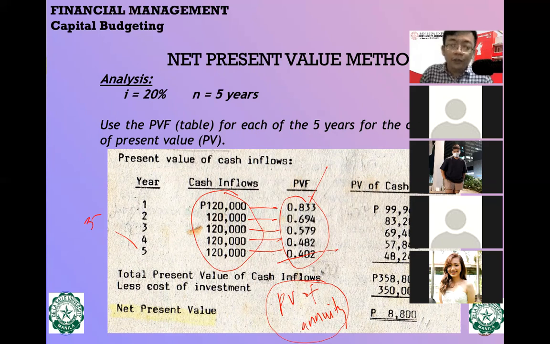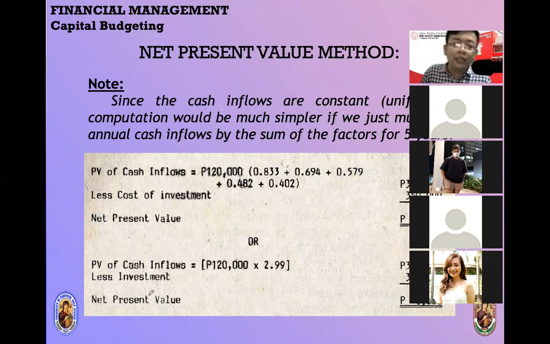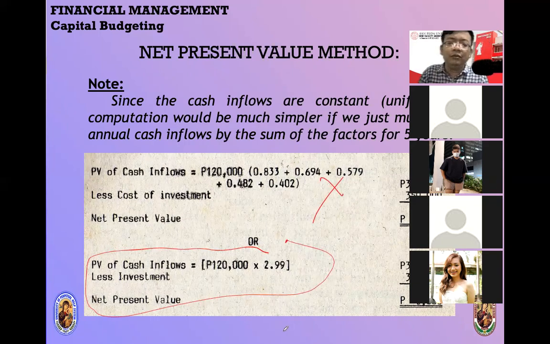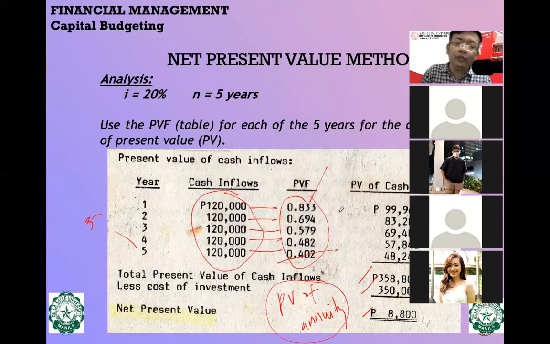So the present value of this one is 358 and the cost is 350. Net present value is 88. This is what I'm telling you. Here, use the present value of annuity. Where does the 2.99 come from? It's just this: add all of these, and that is 2.99.